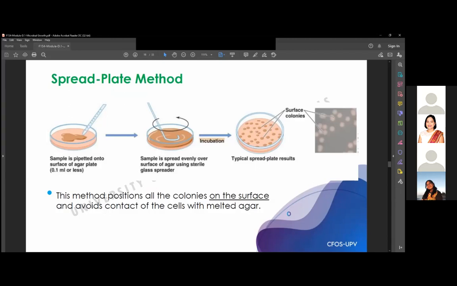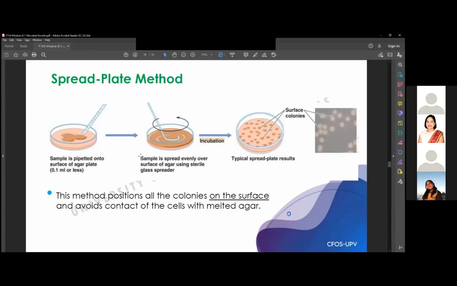Okay, the spread plate method. So the spread plate is you have your solid media and then you add your 0.1 ml inoculum or sample. You spread it using your hockey stick. Okay, you can improvise this one, and then you incubate it for it to grow. After 24 hours, you check your colonies. Then you will see colonies on the surface of the nutrient agar.